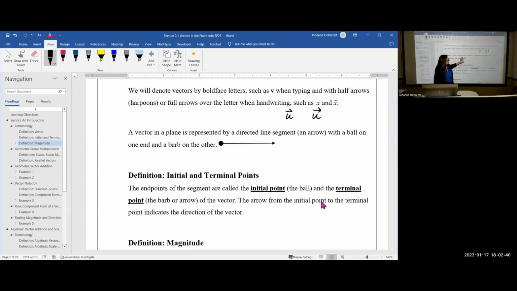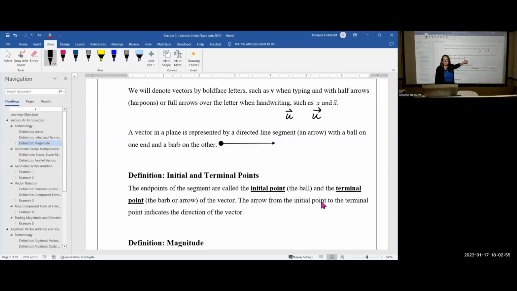Now a vector can be represented by a directed line segment called a ray. So it has a ball at one end, which is the initial point, and an arrow at the opposite end, which is the terminal point.